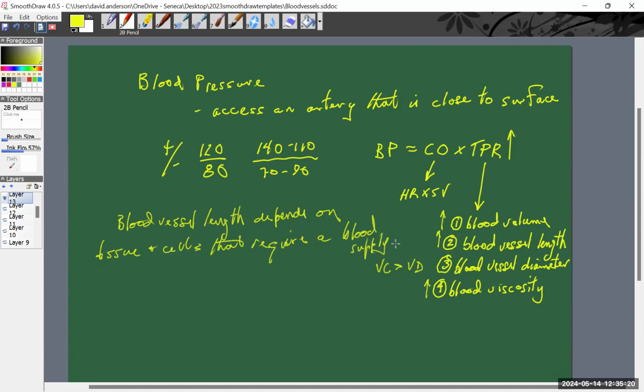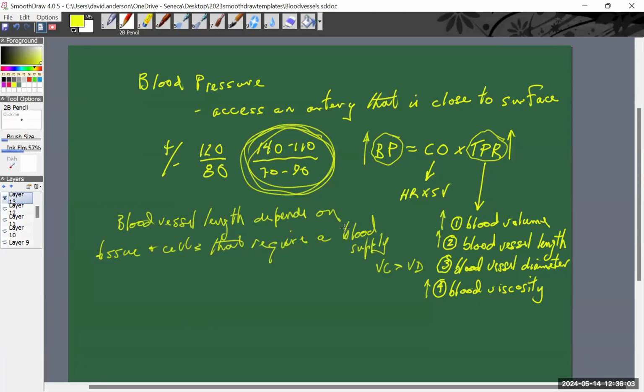So if we say that the more blood vessel length we have will increase total peripheral resistance, we can see that if we increase total peripheral resistance, what's going to happen to blood pressure? It increases. Yeah, it's going to go up. And we've said that generally we want to keep blood pressure within these parameters here. And if we get blood pressure going too high, it becomes a pathology. So if we're saying blood vessel length is dependent on the tissue and cells that require it, the bigger the person, the more blood vessel length. The more weight gain, the more blood vessel length. And the reverse of that would be true.